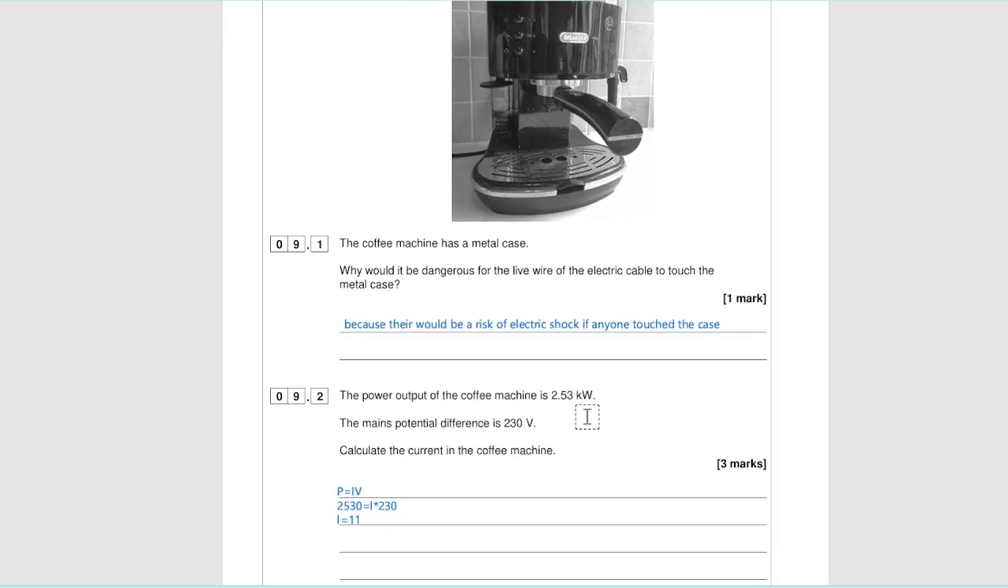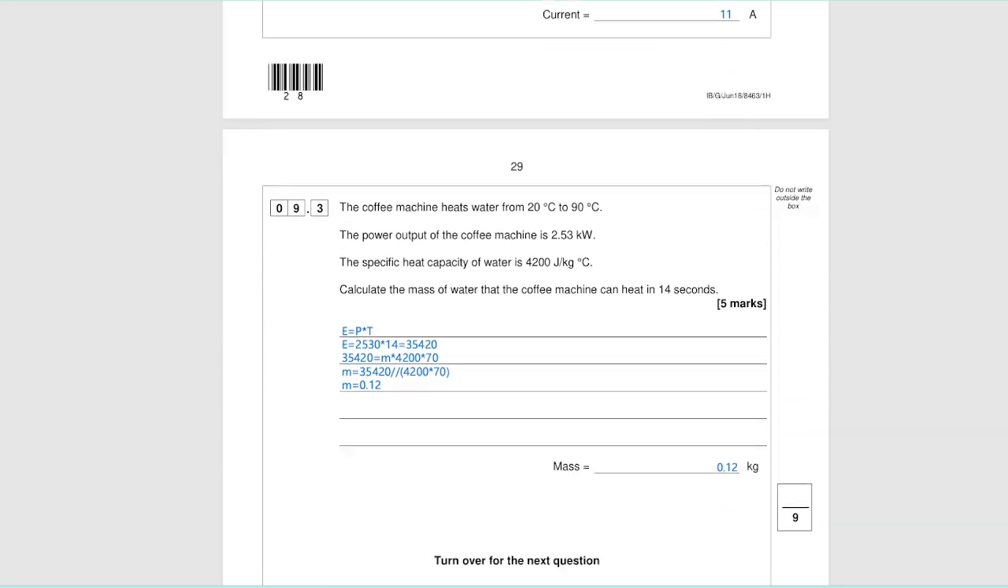And then we're given the power output of it and the potential difference, and we're asked to calculate the current. And in your formula book, you have the formula power equals current times voltage. And you can just do 2,530 equals current times 230. And if you're good at maths, you'll notice that 2,530 is a multiple of 230, with it being 11. If not, just put it into a calculator and you get the current equaling 11 amps.